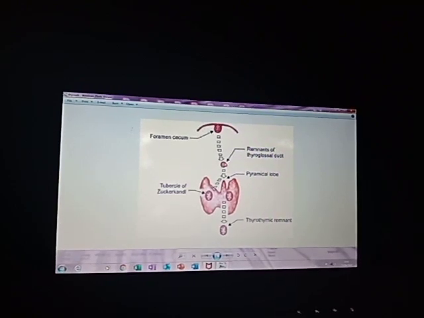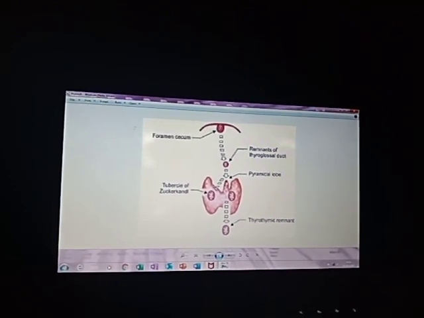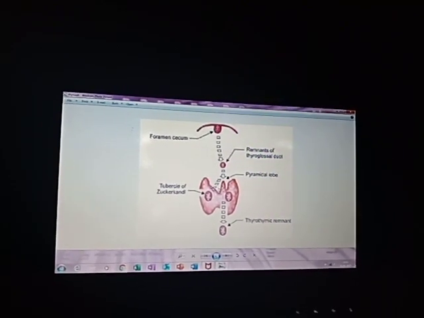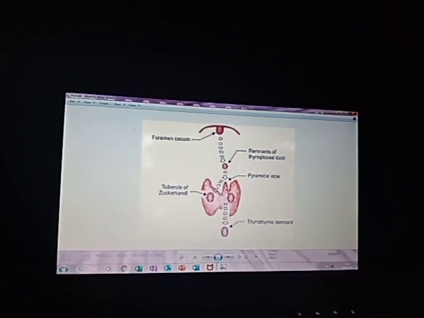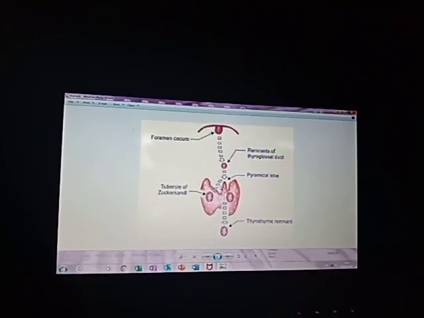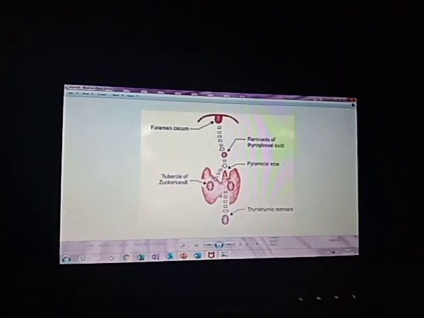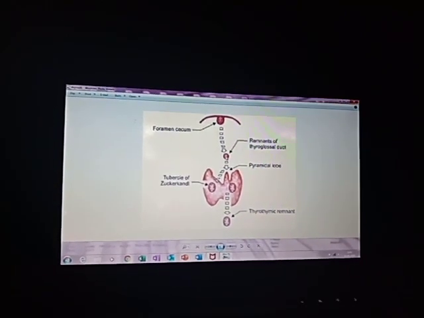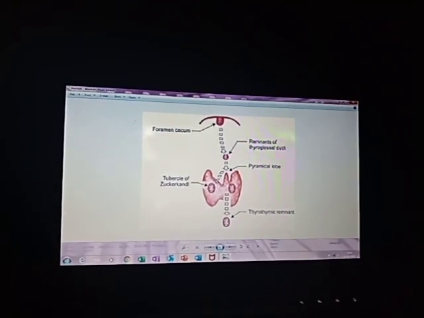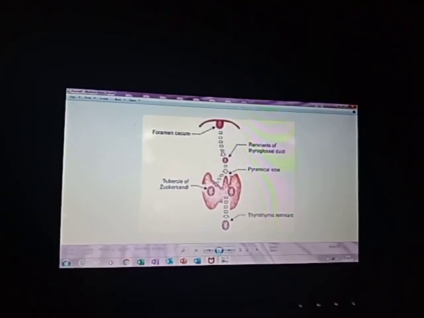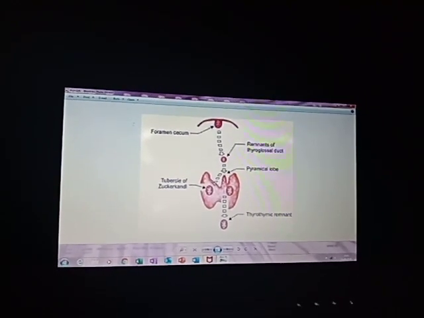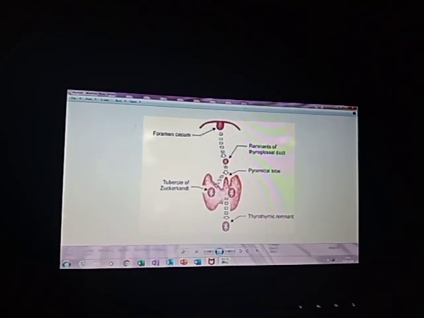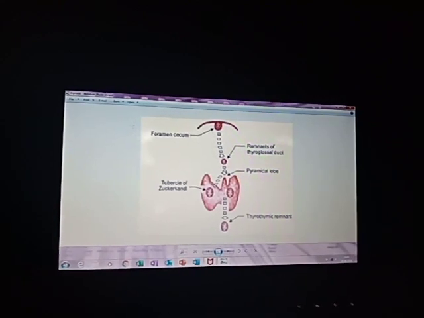Okay, and this is the pyramidal lobe. This is the development of the thyroid gland. This thyroglossal cyst is connected to the thyroid gland, and when the patient tries to swallow something, this thyroglossal cyst moves up and down.